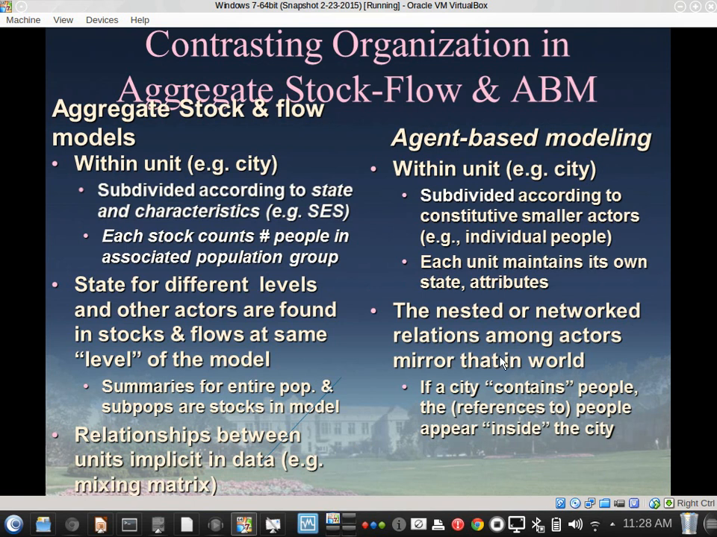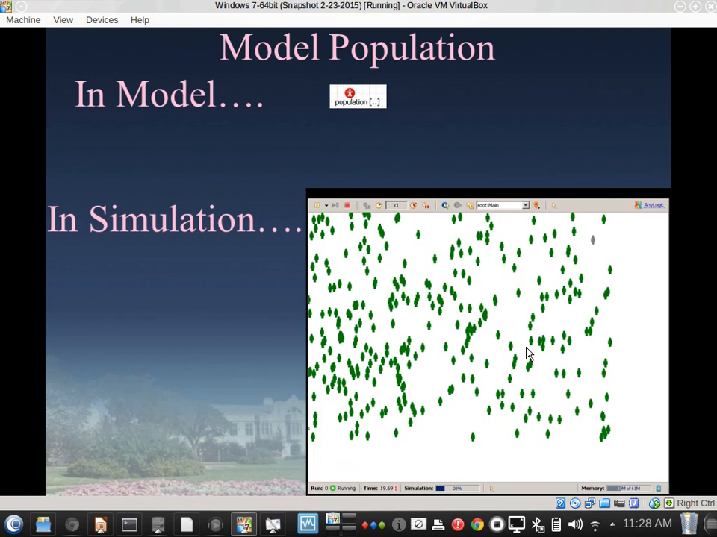Agent-based modeling is particularly attractive for being able to depict nested context. So I live in a home. The home is in a neighborhood.